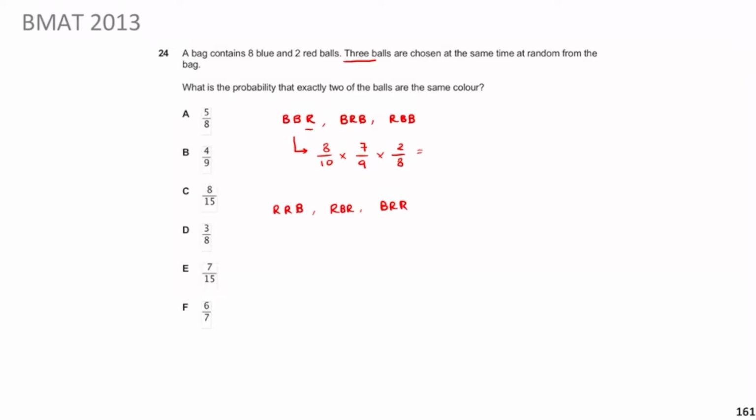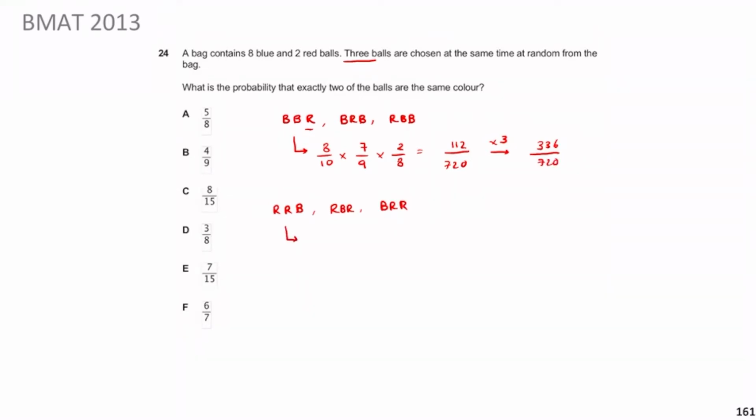Then what you do here, guys, is 7 times 8 is 56. Times that by the 2 is 112, over 9 times 8, which is 72, times 10, which is 720. But then remember, guys, you have to times this by 3, because there are 3 ways of getting this. So 7, 14, 28, 56, 112, and then triple that, it's going to be 336. So 336 over 720.